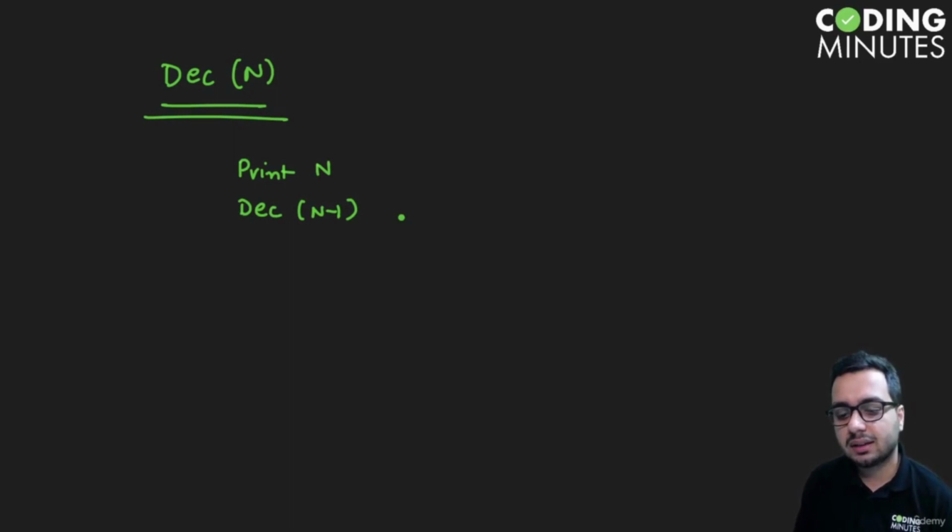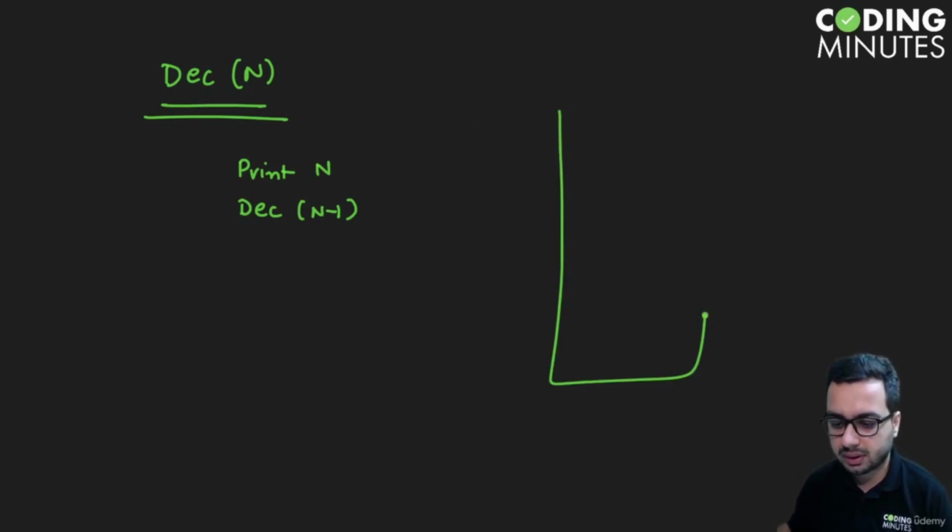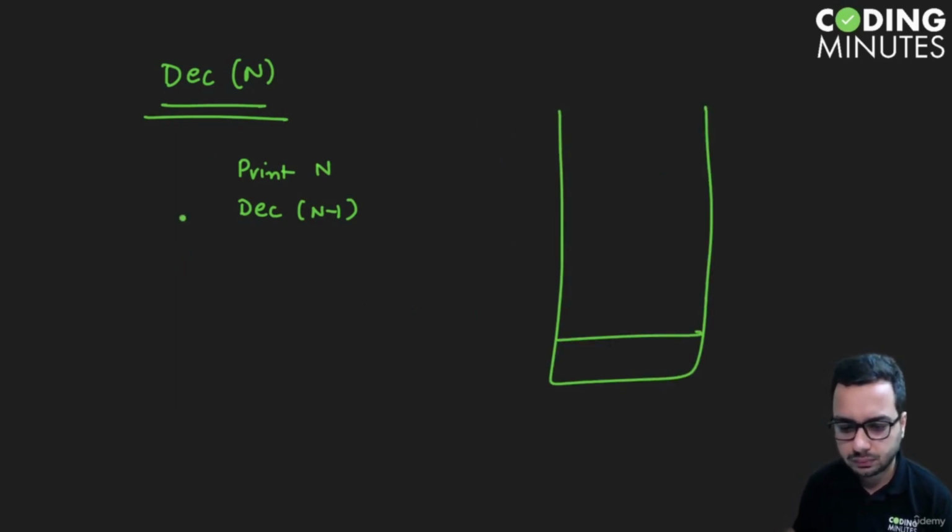Okay, and in the base case we can have a case that, okay, if we are reducing and if we reach a point when the number is 0, we can return. Okay, so let us see what is going to happen if, let's say, n is 5.